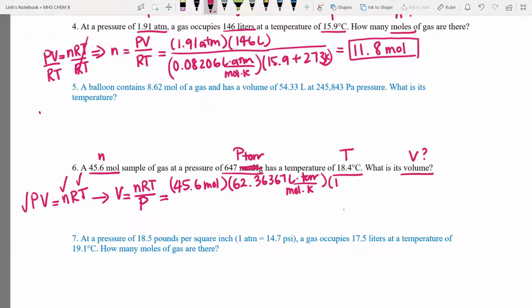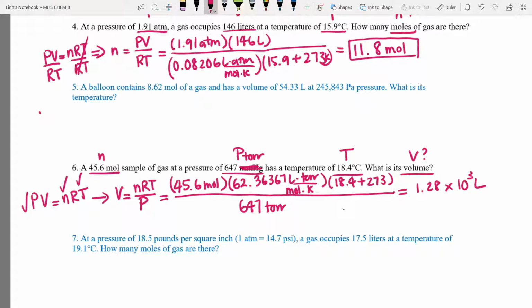And then multiply it by 18.4 plus 273 because we have to convert that to Kelvin, all over P, which is 47 torr. And when you punch that into the calculator carefully so you get the right answer, you will get 1.28 times 10 to the third liters.